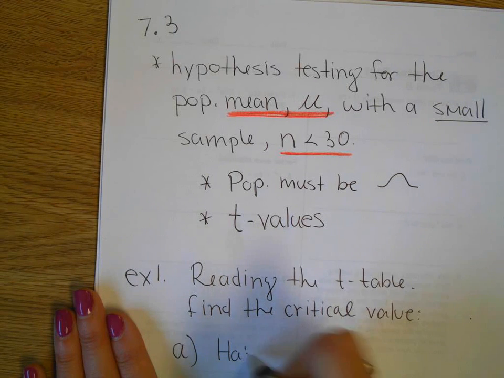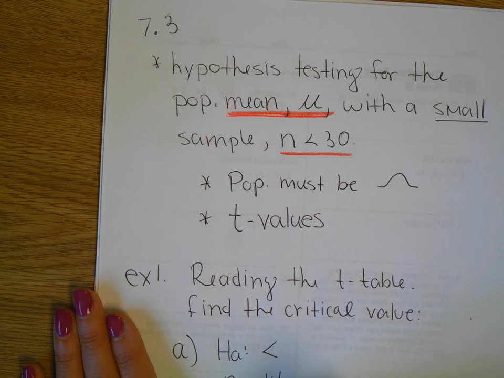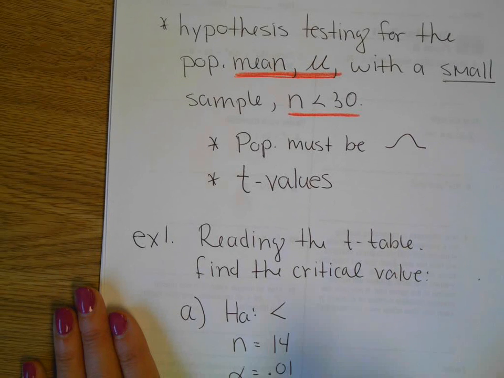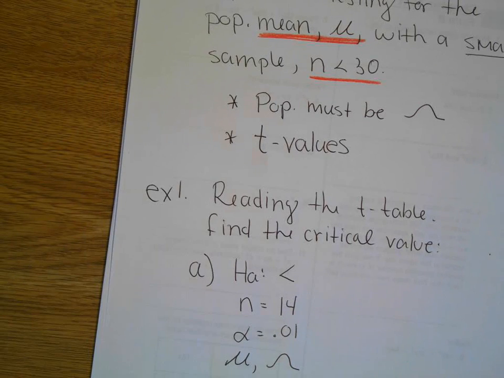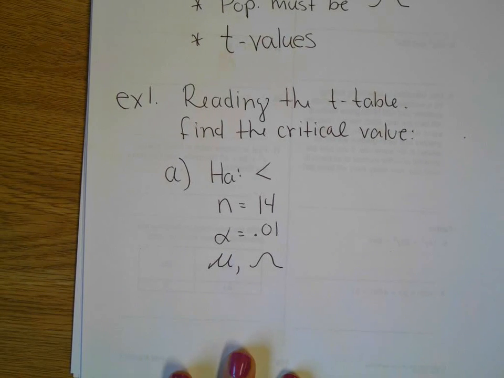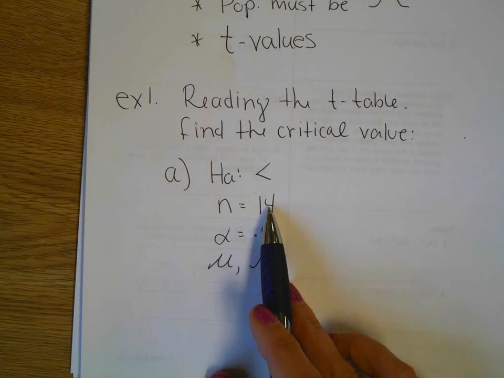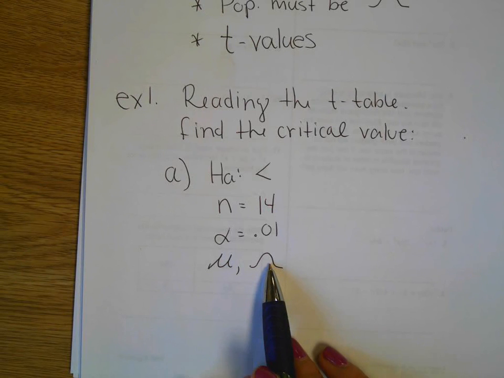So the Ha is going to have a less than. The sample size is going to be 14. The alpha is going to be 0.01. The claim is going to have a mu, and the population is normal. So instead of writing all that out individually, a mu with a small sample for normal tells us t. So we know we're going to use the t-table.